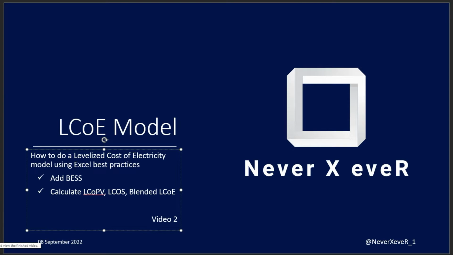In today's video we're going to continue building what we did last time, and particularly today we're going to add a battery energy storage system to our power plant. So we're going to have a PV plus battery power plant, and from there we're going to see how to calculate the LCoE of the PV only, the photovoltaics LCoE. Then we're going to see how to calculate the LCoE of the storage system, or our battery system. And then we're going to see how to calculate the combination of them, what I call here the blended LCoE, which is the LCoE of the PV plus the storage system.